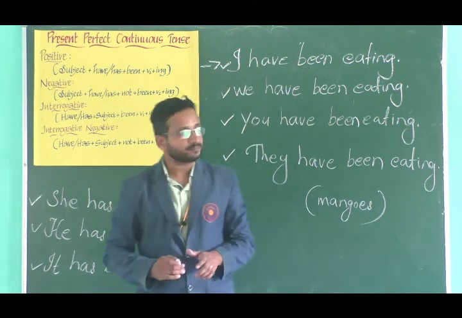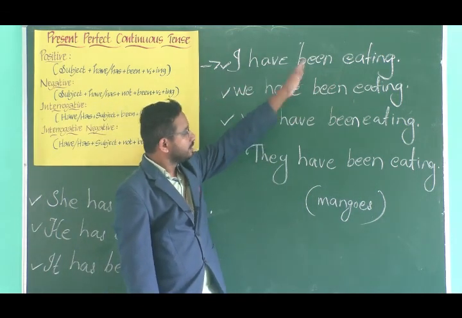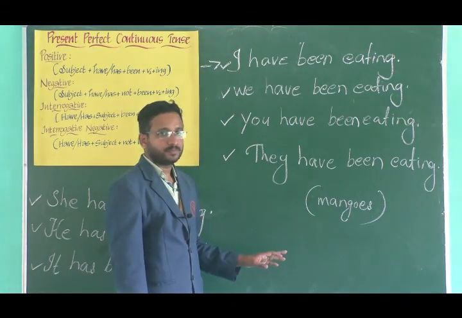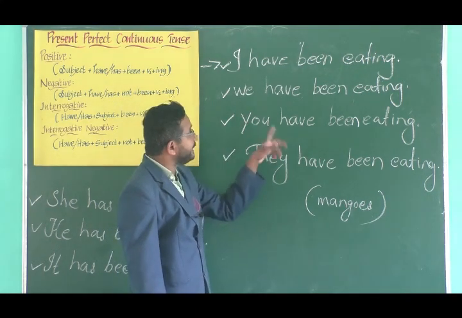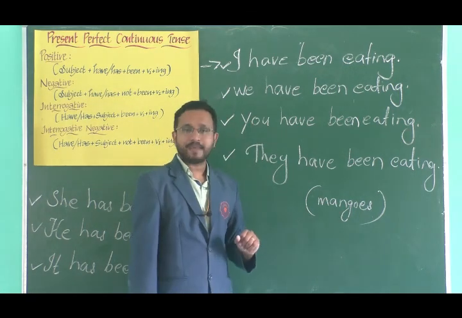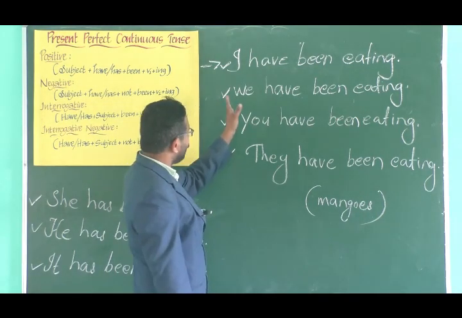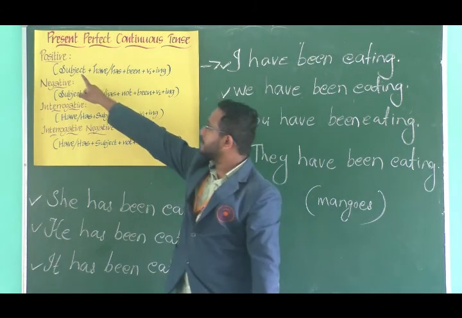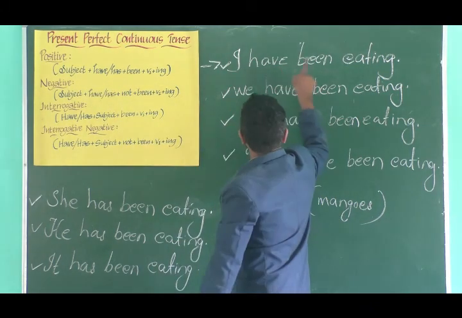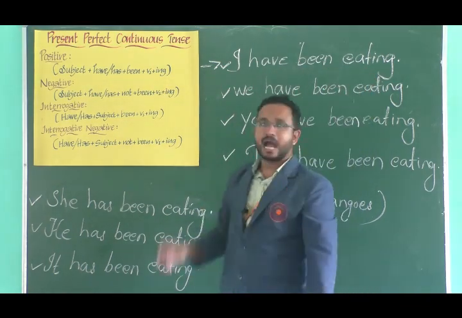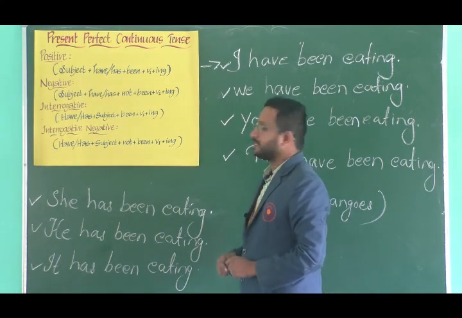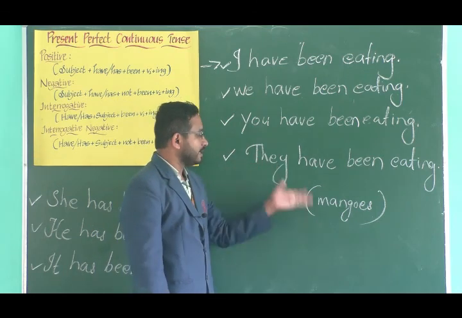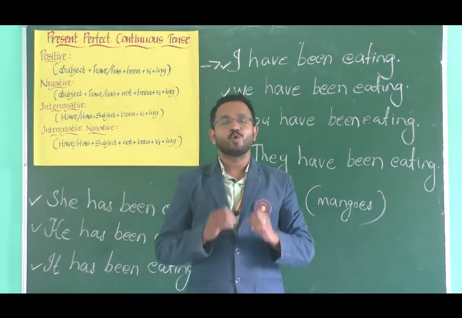Now, I have been eating. If you want, you can add any object. That is the reason why I have not added any object. So, mangoes. If it is singular, I would say I have been eating a mango, or I have been eating mangoes. Clear? We have been eating mangoes. Whatever is here, I, we, you, they: subject plus have, plus been, plus V1, that is eat, and ing, eating. I have been eating. We have been eating, you have been eating, they have been eating mangoes, chocolates, laddus, jalebis, whatever it may be.